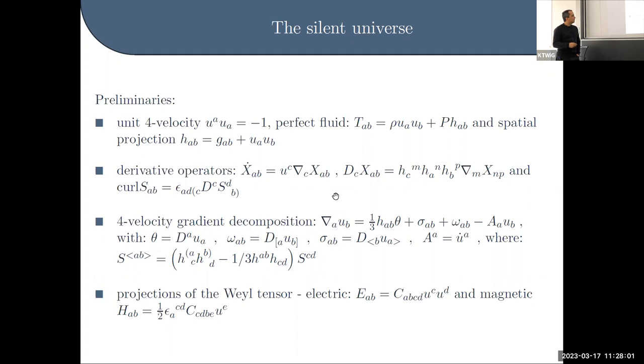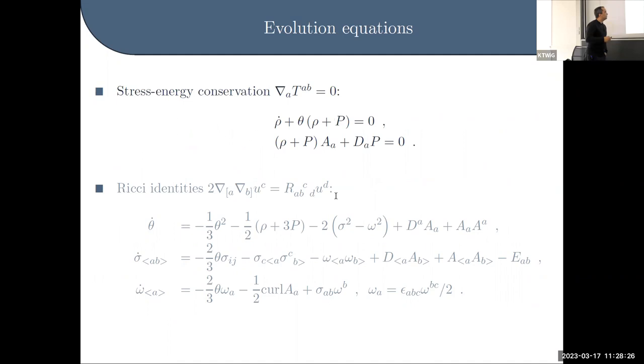We will also look at the projection of the Weyl tensor, where we have the electric part, which has a Newtonian interpretation. This is responsible for the tidal effects, and the magnetic part, which is usually associated with the gravitational waves. So we will look at the stress energy conservation and the Ricci identities first. These give us the continuity equation and momentum constraint, and we get nice evolution equations for the above mentioned expansion, shear, and rotation.